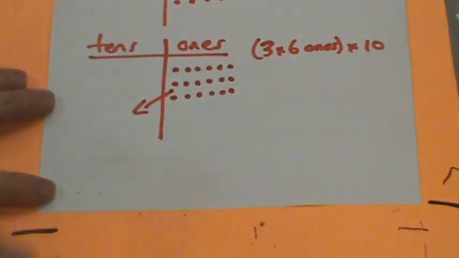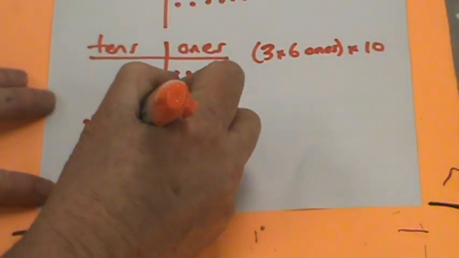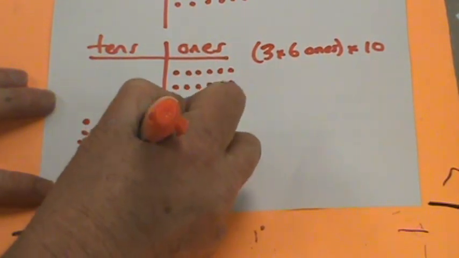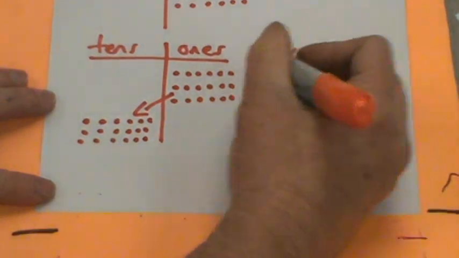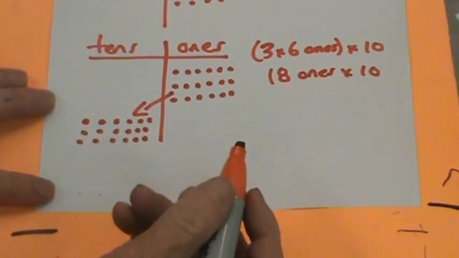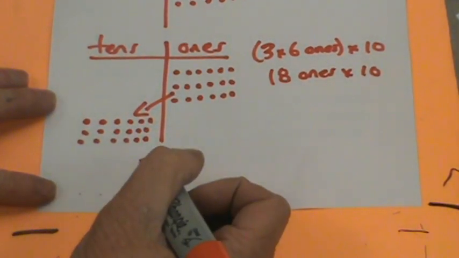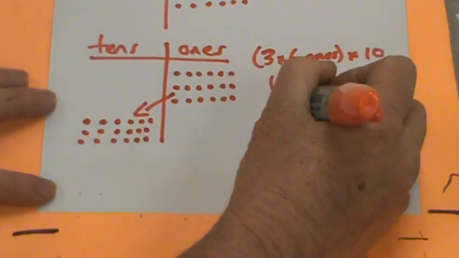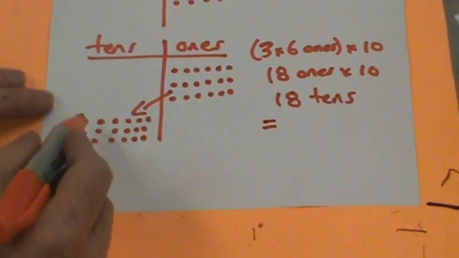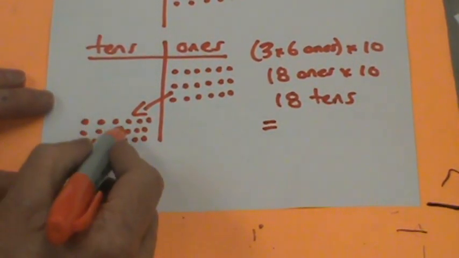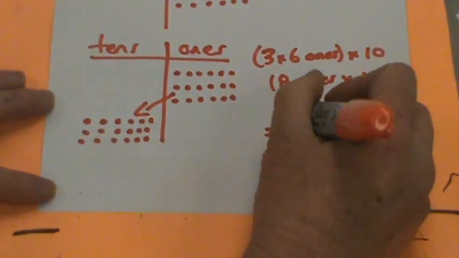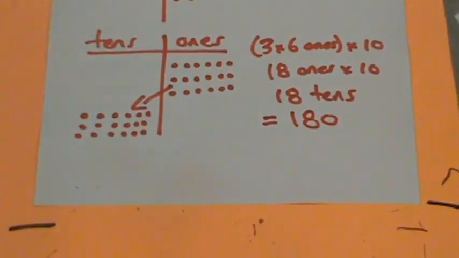So all we do is we shift over to the 10's place value. 1, 2, 3, 4, 5, 6. So now we have 18 ones times 10. And that equals 18 tens, right? 18 tens are right there. What do 18 tens equal? 10, 20, 30, 40, 50, 60, 70, 80, 90, 100, 110, 120, 130, 140, 150, 160, 170, 180. See how that all works out so nice and neatly?